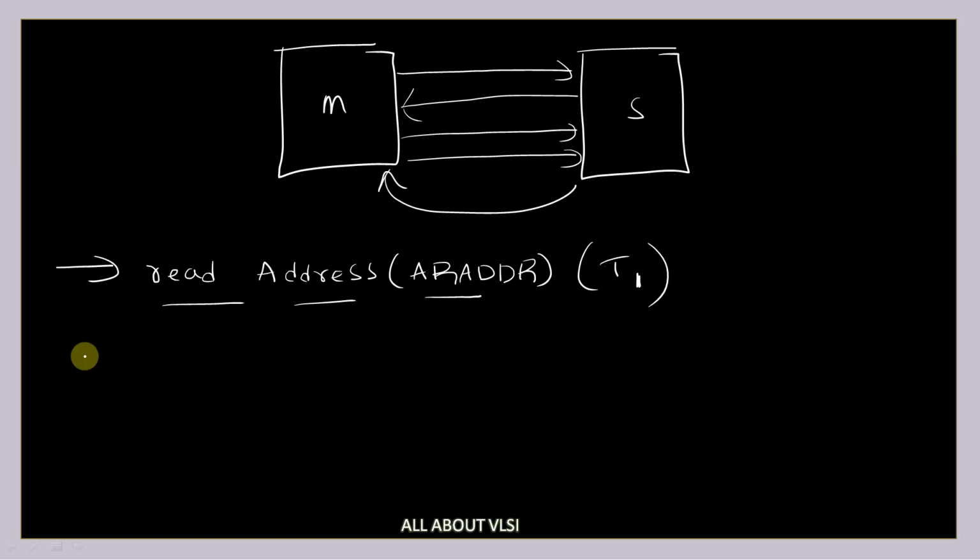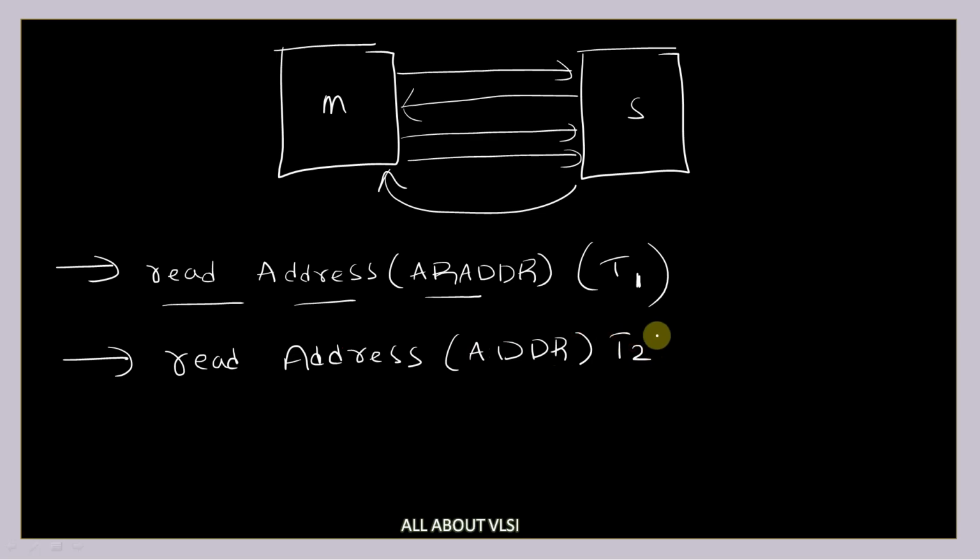Now let's say my master wants to perform another read transaction. It is providing another read address, another transaction T2. The T2 transaction is also another transaction where it is providing another read address to the slave.